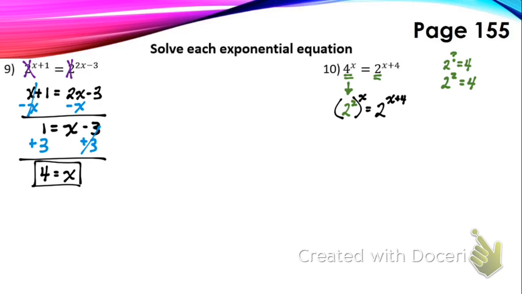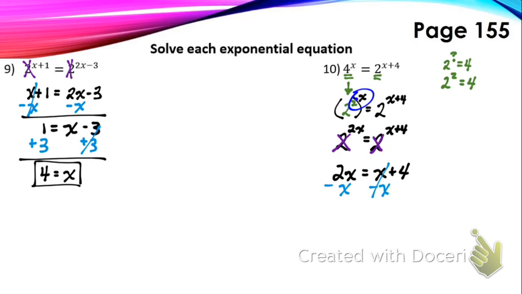When I have a power raised to a power, what do I do with those? Multiply them. So this is 2 to the power of 2x equals 2 to the x plus 4. What can I do now? Cross out the bases. 2x equals x plus 4. So what is x? X equals 4.